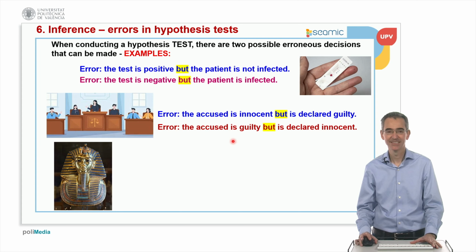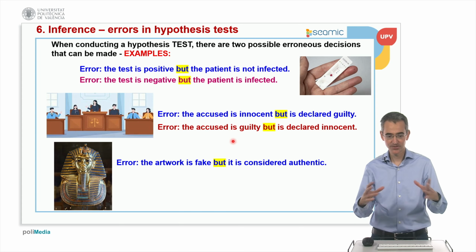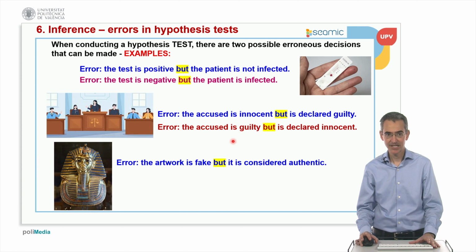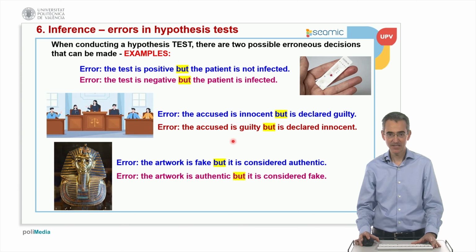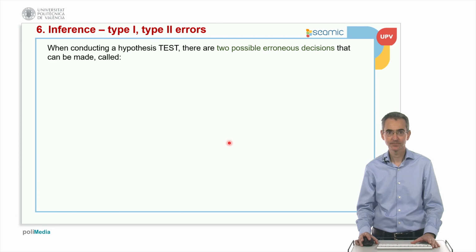Another case could be an archaeological study. There are again two errors. The artwork can be fake but it is considered authentic, or the artwork is authentic but it is considered fake. So this kind of thing that I'm going to explain in this subject of statistics can be applied also to many contexts of real life.